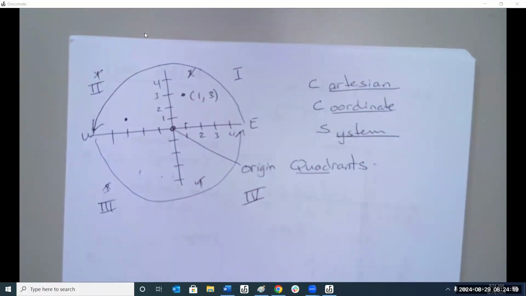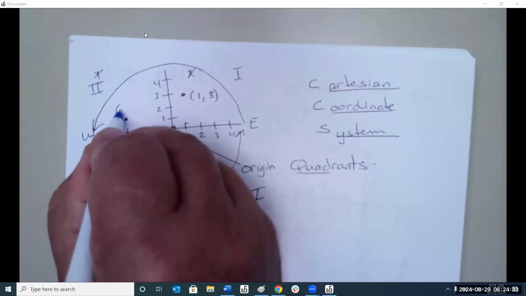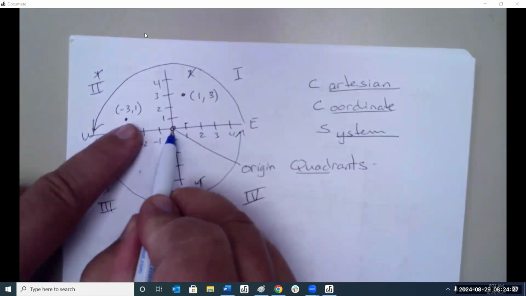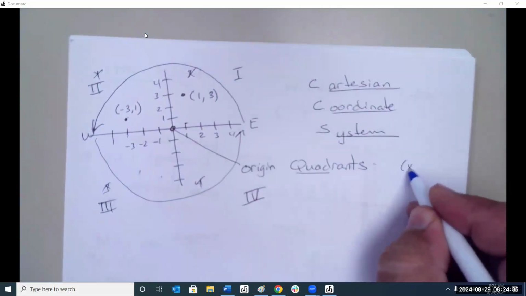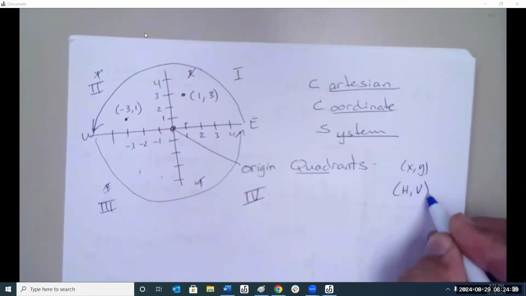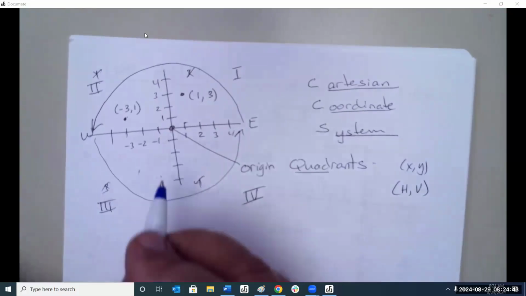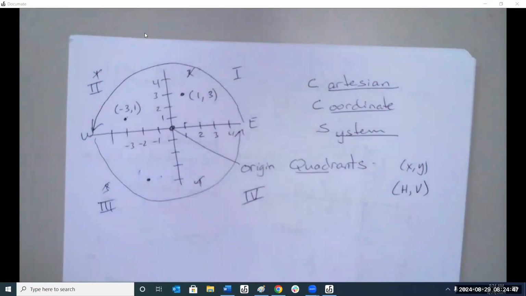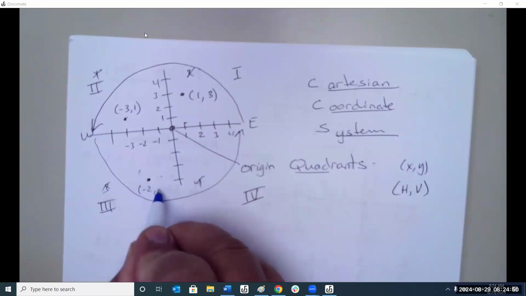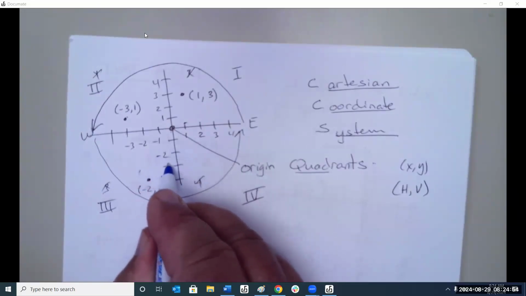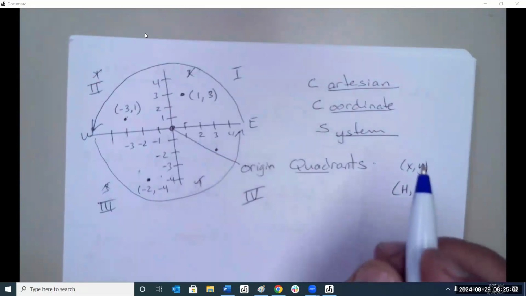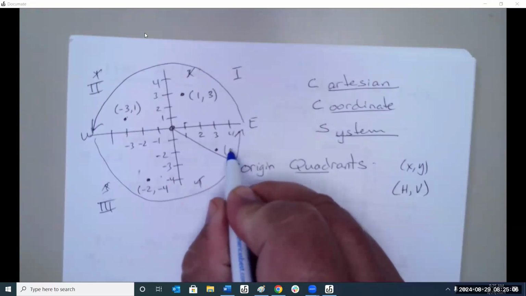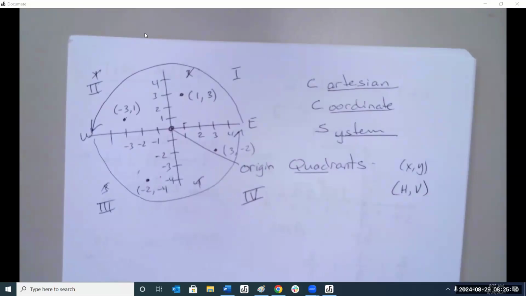How about that point? -3, 1. Because you have to go left horizontally first and then vertically. Actually, think about it: X and Y, horizontally, vertically. It's also alphabetical. How about that point? Right. So it's from here, go left 2, down 4. And that one? -3, -2. Very good. So everybody okay with that? Plotting points? As you see, there's that in the homework.